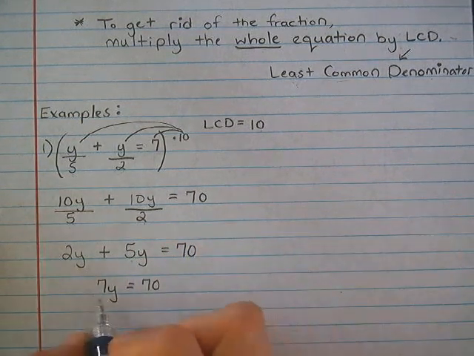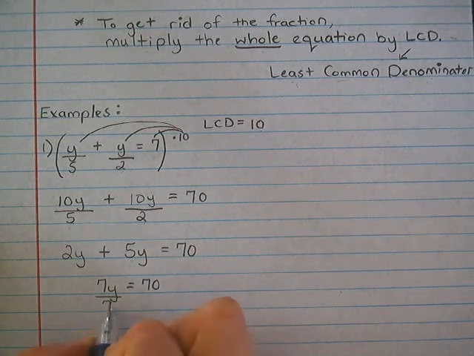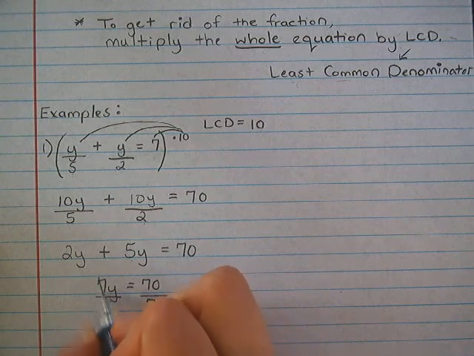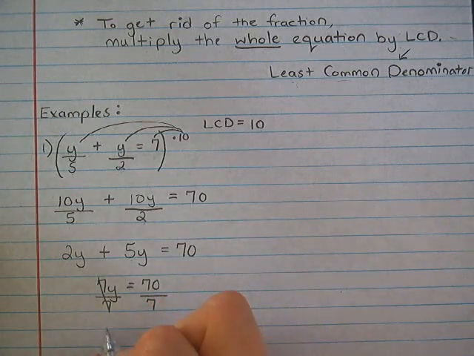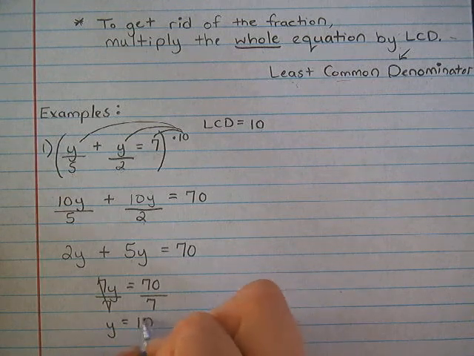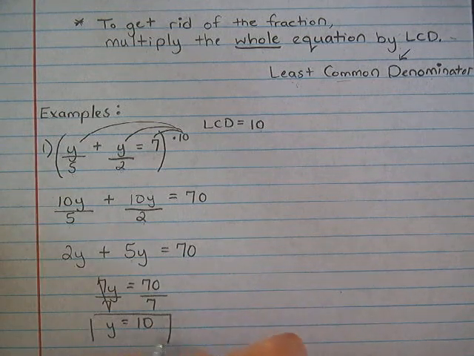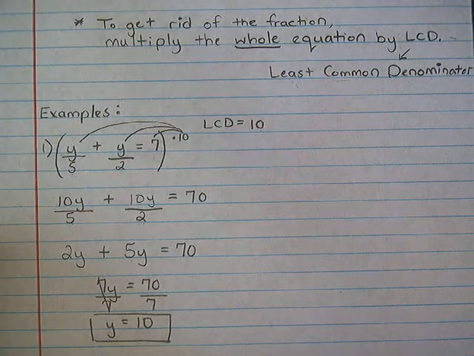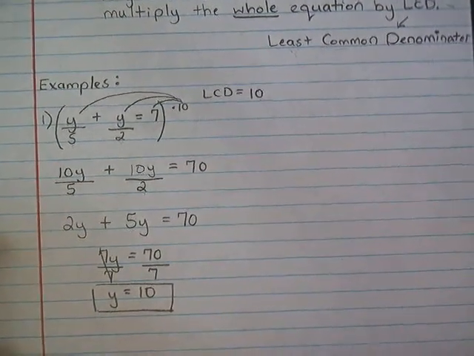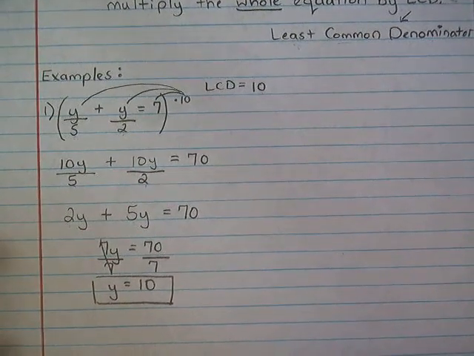And then to solve from there, to get y by itself, you divide by 7. You have to do that on both sides. So it'd be 7 over 7 is 1, so they go away. And then I'd have y equals 70 divided by 7 is 10. So y is equal to 10. Okay? So hopefully that kind of reminds you of how to find the least common denominator.